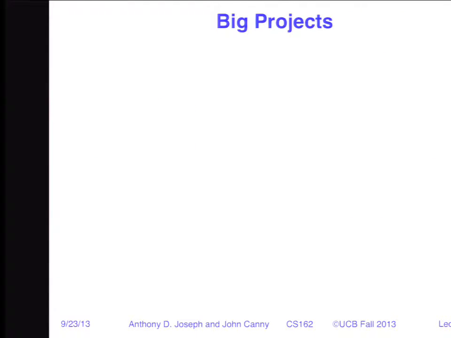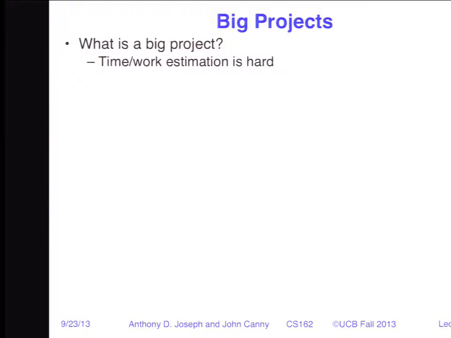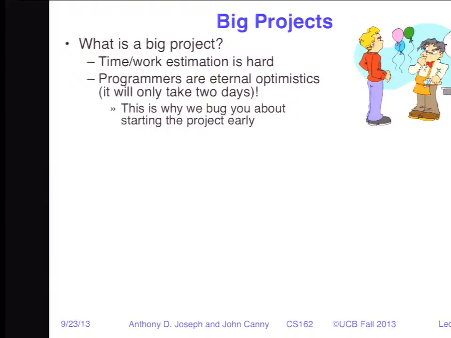So with big projects, you can ask, okay, so what is a big project? Well, I would say it's a project where estimating how long it's going to take is hard. And this is hard in part because as programmers, we're eternal optimists. Right? It'll only take me a couple of days to do that. Doesn't matter whether I'm writing 4 lines of code or I'm writing 5,000 lines of code. I can do it, give me 48 hours, I'll have it done, right?